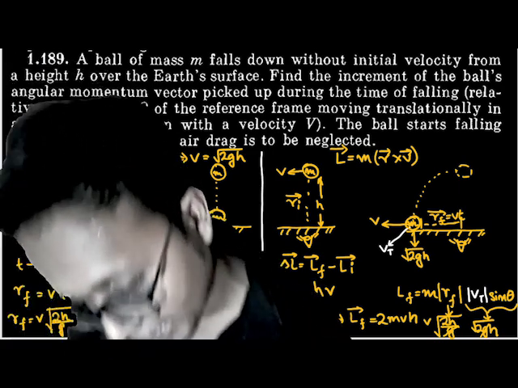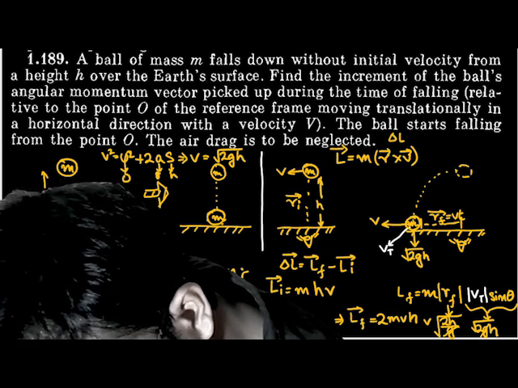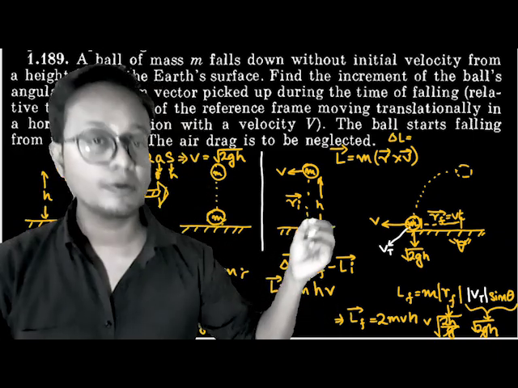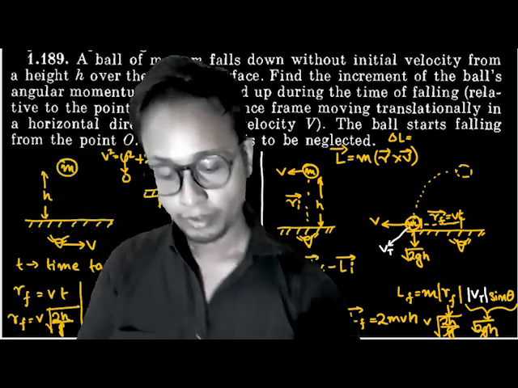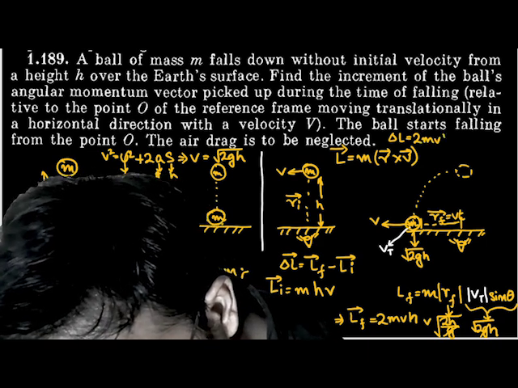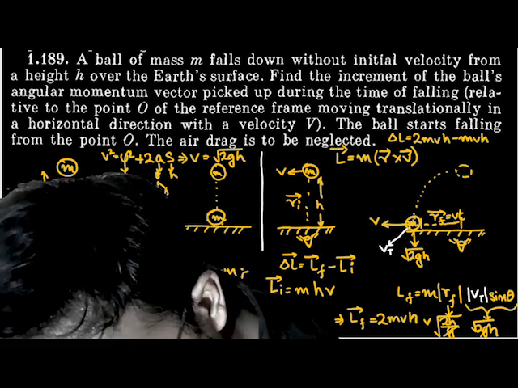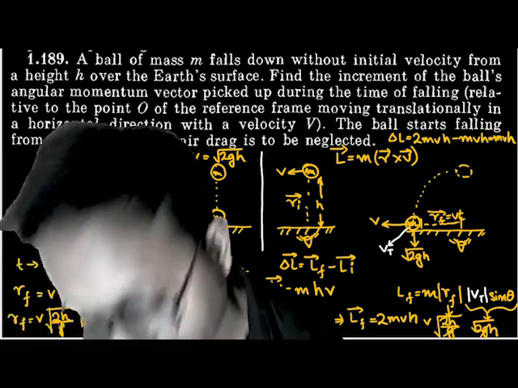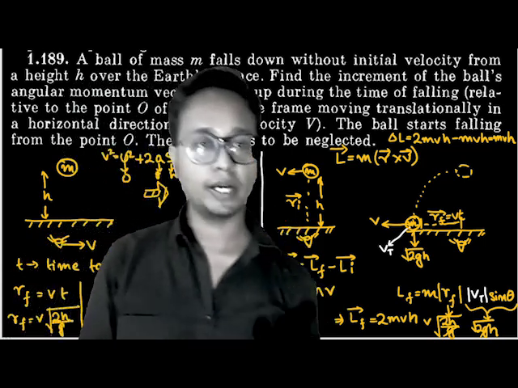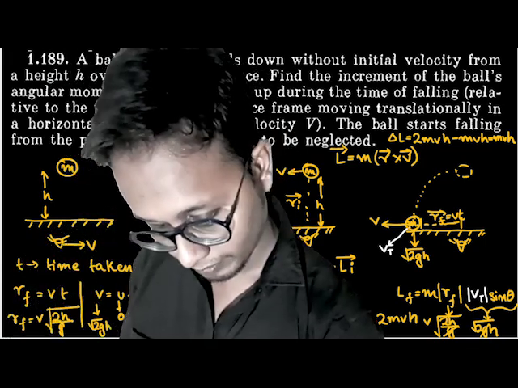So change in angular momentum is nothing but final angular momentum minus initial angular momentum, or 2 mvh minus mvh, which is equal to mvh. And this is how we solve this question 189.